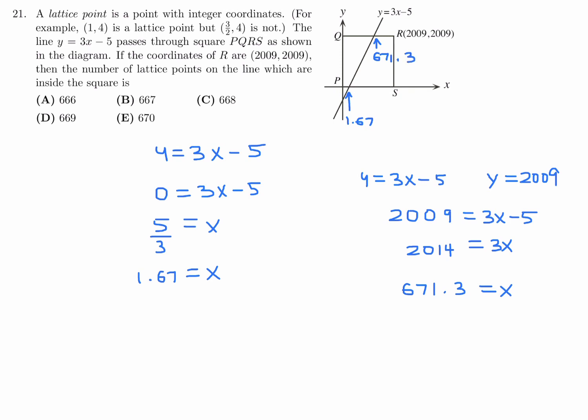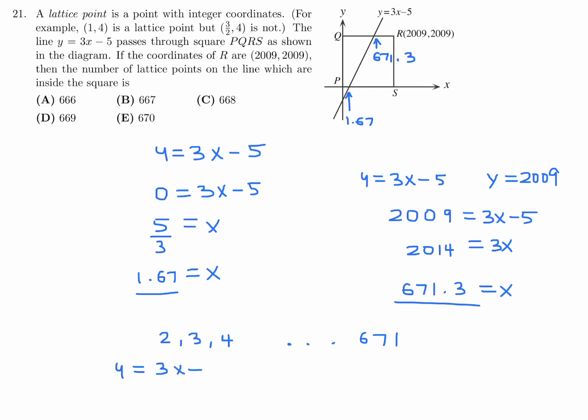So lattice points are, of course, integers. So all the integers between 1.67 and 671.3: 2, 3, 4, all the way up until 671. Those are the values for x that will produce integers in terms of our coordinates. But we have to double check and see, is y also going to be an integer? Because the lattice point is such that both the x and y coordinate are integers.